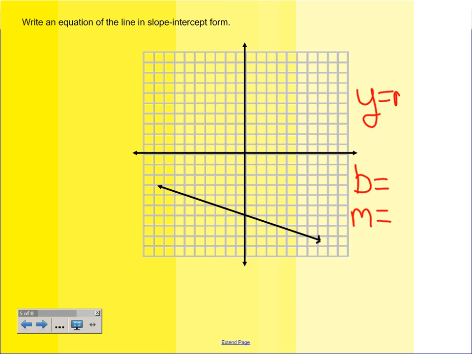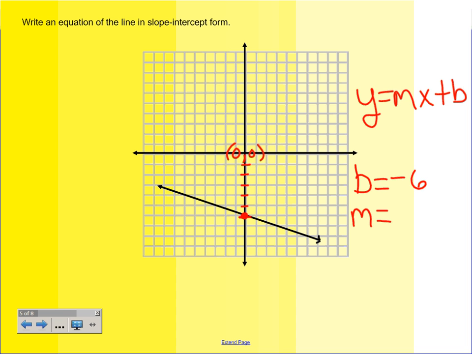Now this one's going to be a little different because I noticed that it does not go through the origin, so I am going to need the entire equation y is equal to mx plus b. Here's our origin, 0, 0, and I notice it goes through the y-axis right here. So I'm going to start at 0 and count down 1, 2, 3, 4, 5, 6. So that means my y-intercept is negative 6.